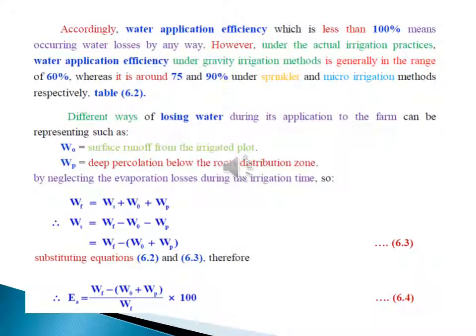Accordingly, water application efficiency of less than 100% means water losses occur. Under actual irrigation practice, water application efficiency under the gravity irrigation method is generally in the range of 60%, whereas it is around 75 and 90% under sprinkler and micro irrigation methods respectively. Different ways of losing water during its application to the farm include surface runoff from the irrigated plot and or deep percolation below the root distribution zone. Hence, follow the enclosed equation.